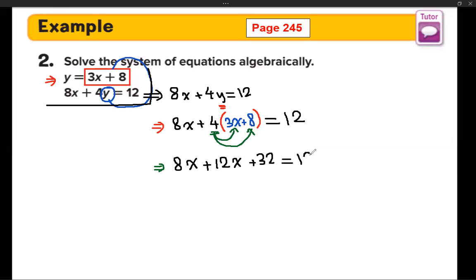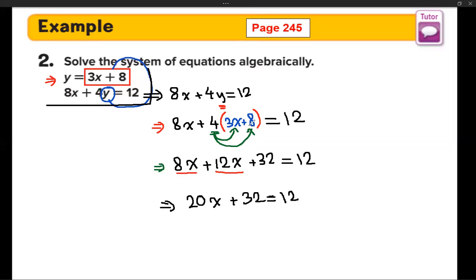12 remains the same. For this equation here, we can see that we have the same variable: we have 8x and 12x. It's like saying we have 8 boxes and we have 12 boxes. How many boxes do we have? Of course, we can add them. Then we have 20 boxes. So it's like saying 8 plus 12 gives you 20 times x, plus 32 equals 12. Now this is a simple equation and we all can solve it, right?